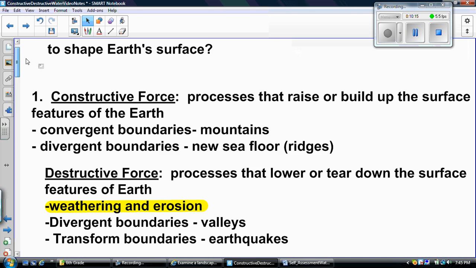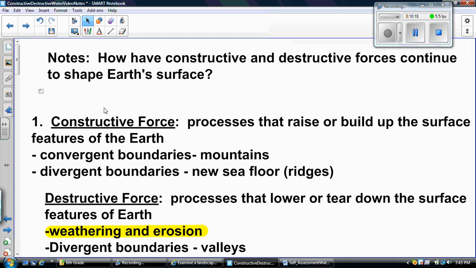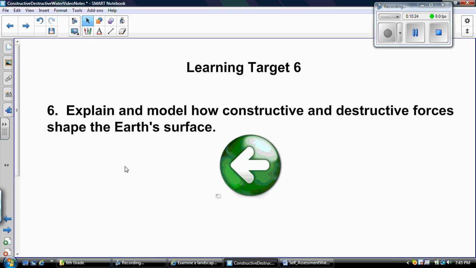Okay, so hopefully you now have a better understanding of what a constructive force is versus a destructive force. You can tell the difference between the two. You should be able to model and show why some forces are constructive and why some are destructive, and how they shape our Earth's surface.